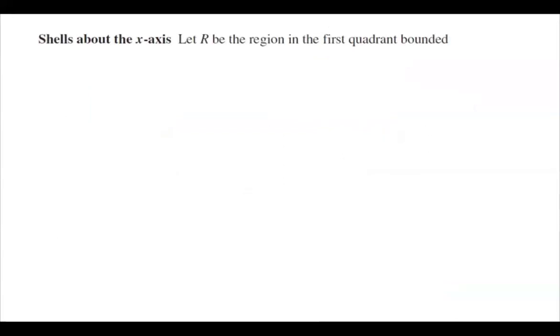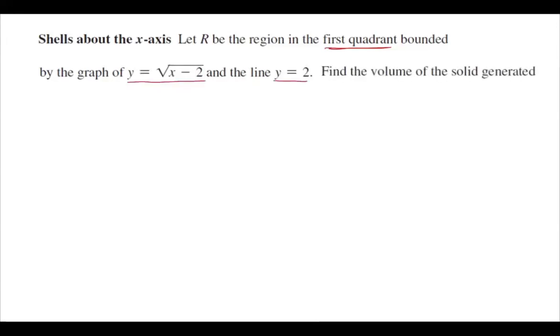In this question, let R be the region in the first quadrant, again, bounded by the graph of y equals square root of x minus 2, and the line y equals 2. Find the volume of the solid generated when R is revolved about the x-axis now, everybody. Very good. So now we are switching from the y-axis to the x-axis.